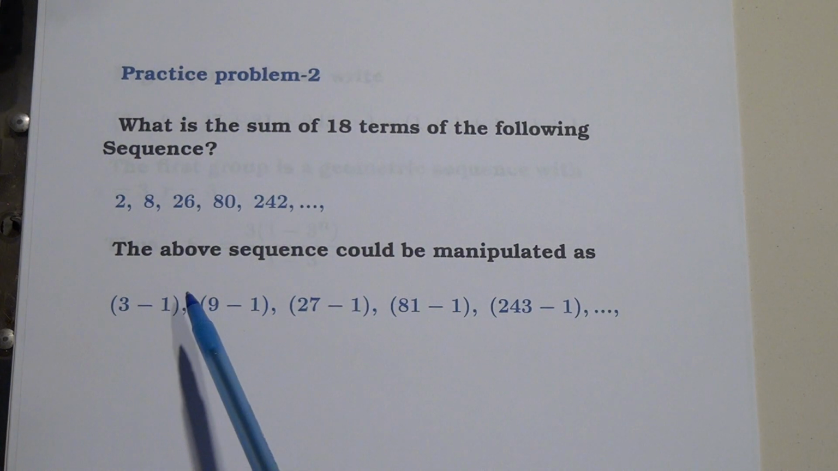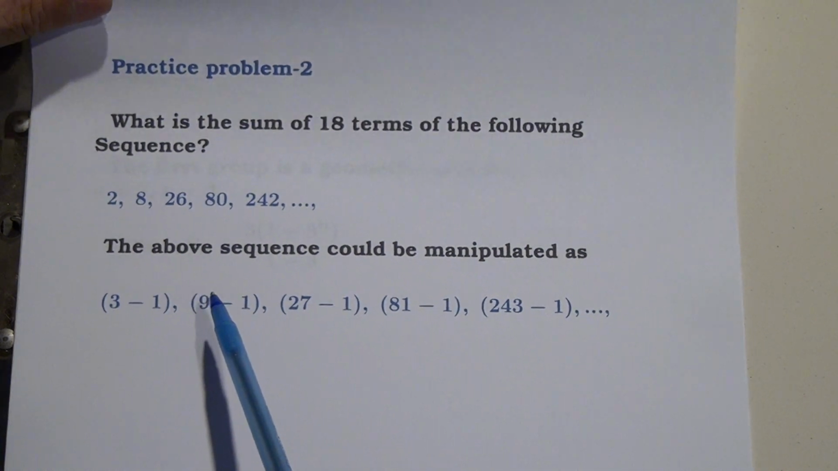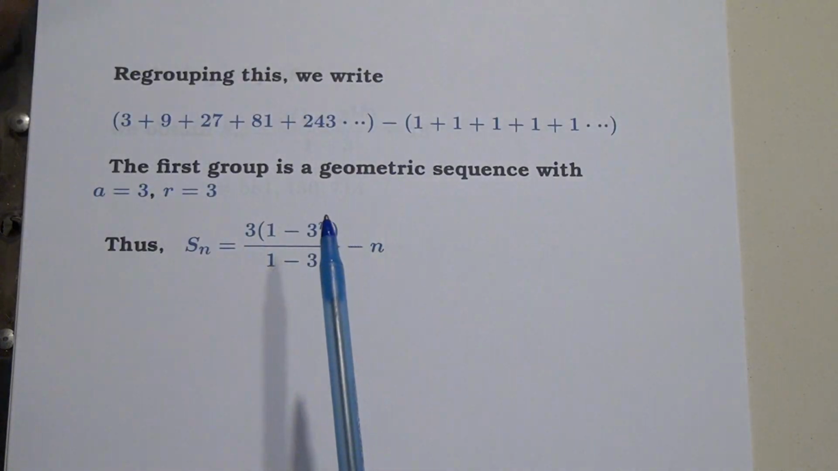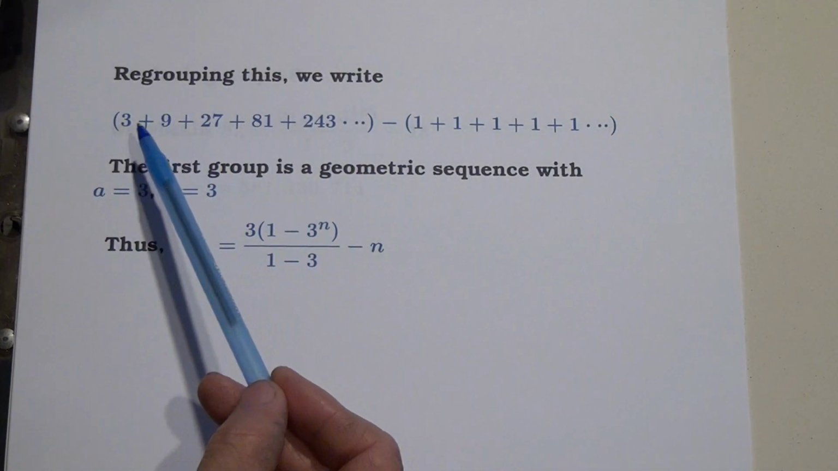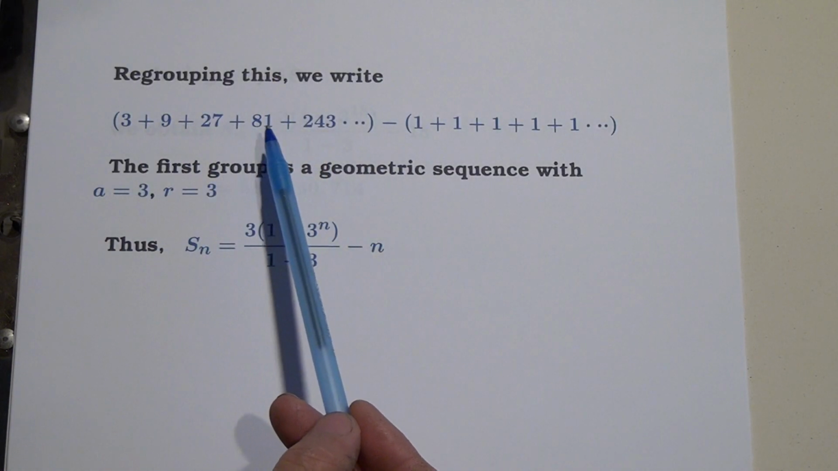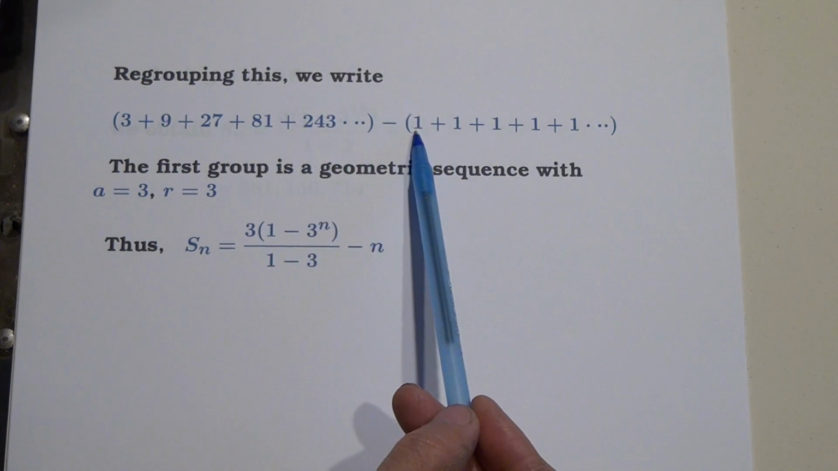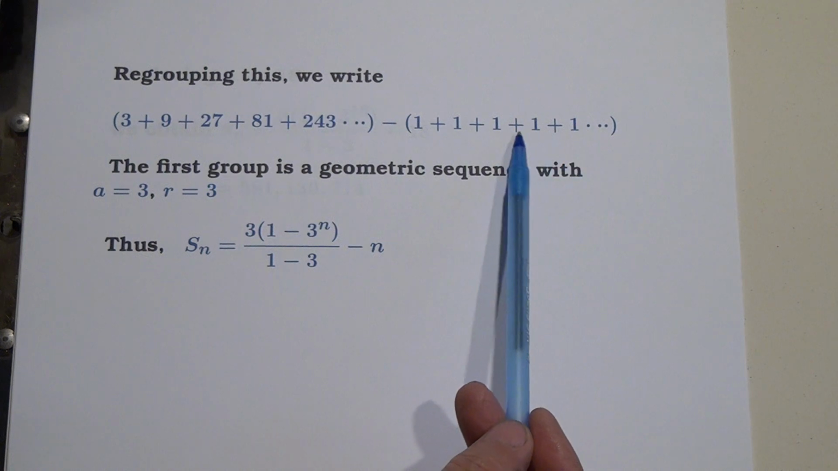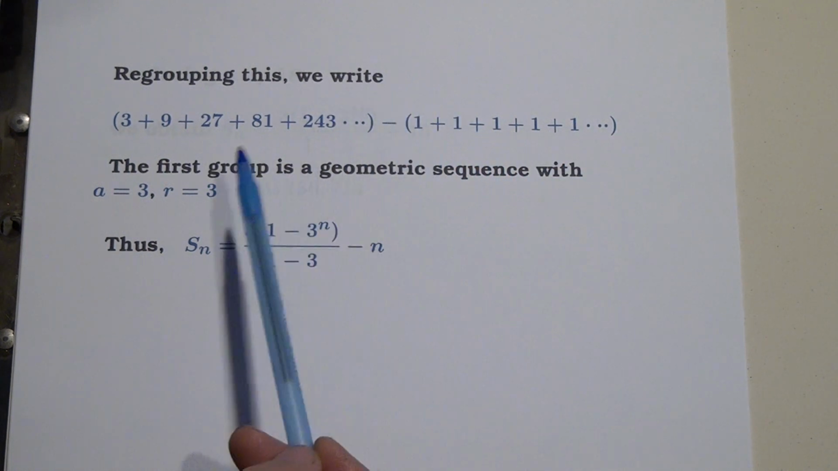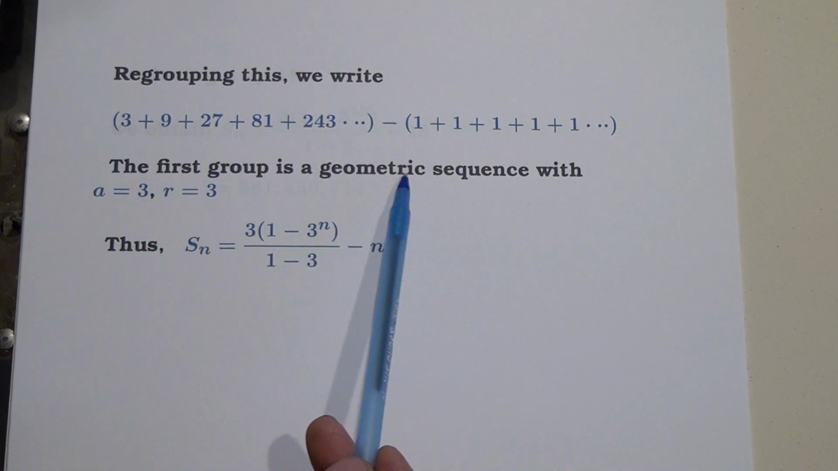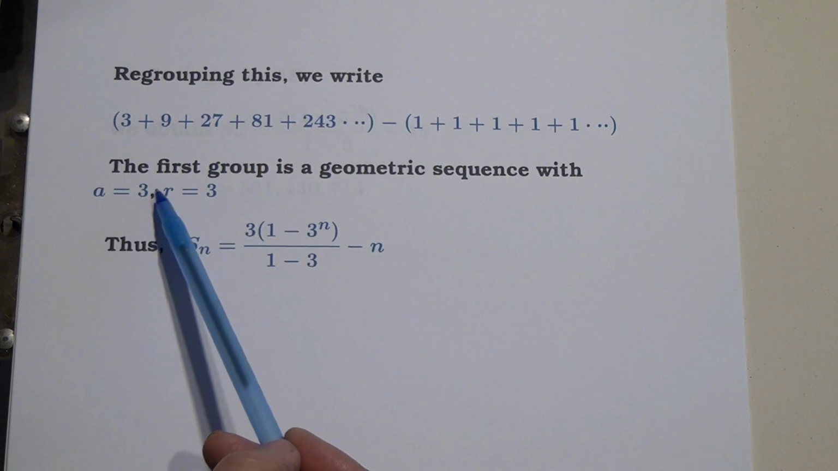So next step, we rewrite with a group. The first group comes out as 3 plus 9 plus 27 plus 81 plus 243. After we get the sum, we just take out this many ones. So the first group is a geometric sequence with a equal to 3, r equal to 3.